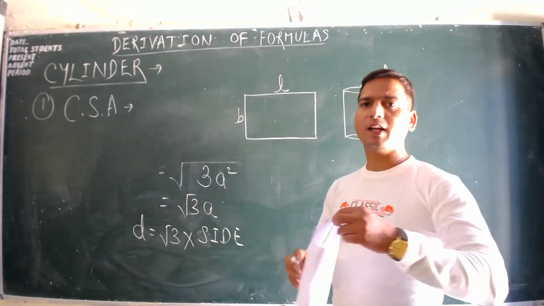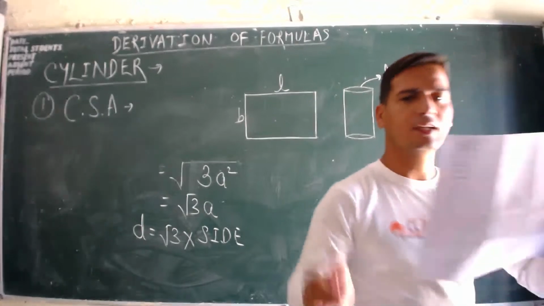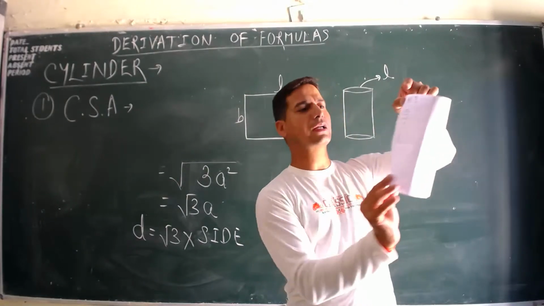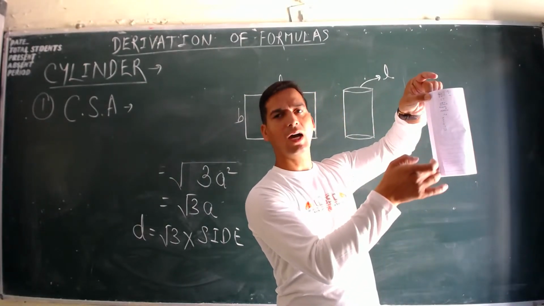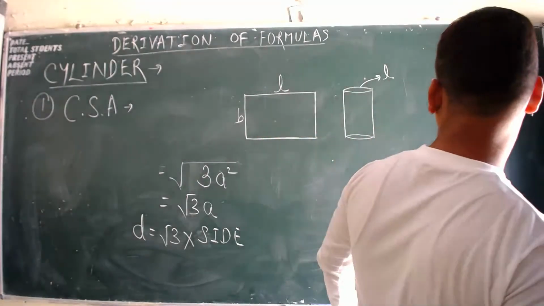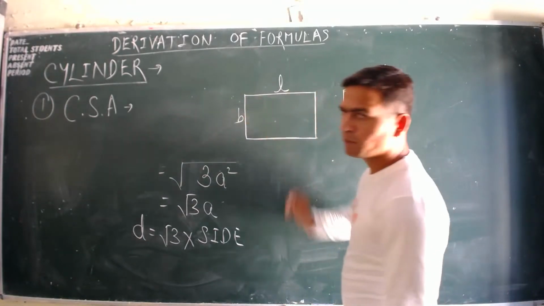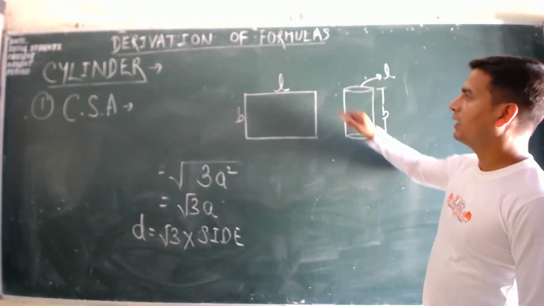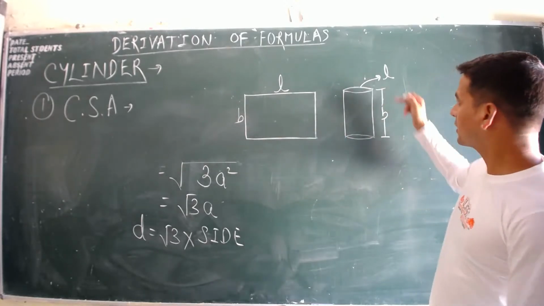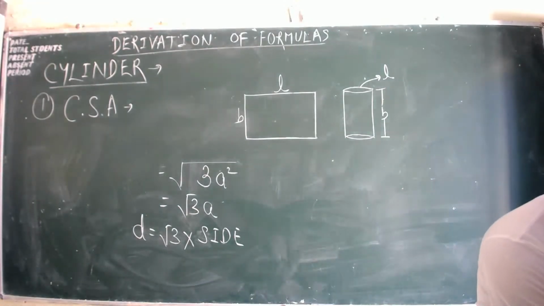Now breadth. Where is the side breadth of the rectangle? In this rectangular sheet, this side is length, this is breadth. On converting into a cylinder, the breadth becomes the height of the cylinder. This is the starting position of the side, this is the final position of the side. Now length has been converted into circumference and breadth has been converted into height of the cylinder. Clear?